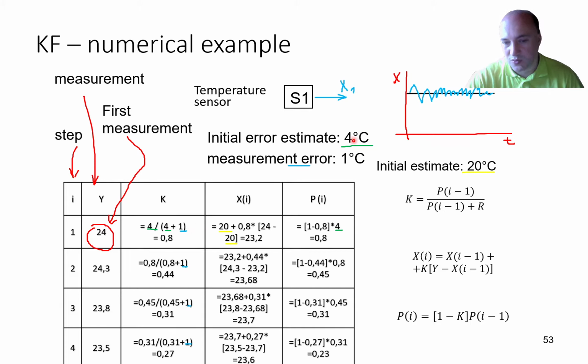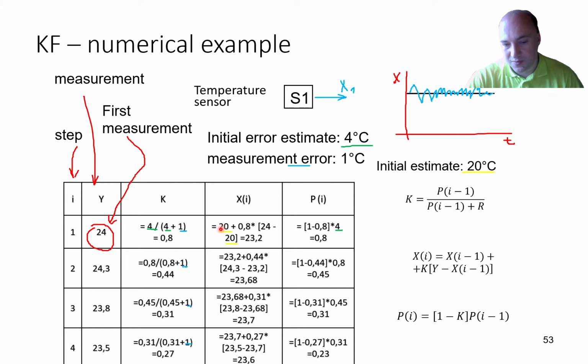And this can also be visible from my error estimate here. I have chosen that measurement error is smaller than the error estimate of my prediction. So if this measurement error is smaller, I placed more trust in the measurement than in the model right now. Then we can use our measured value, so 24, and we can calculate the updated value of my output variable, which is based on this equation that we have over here.